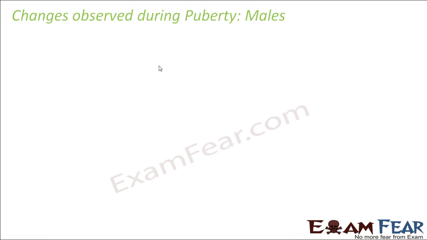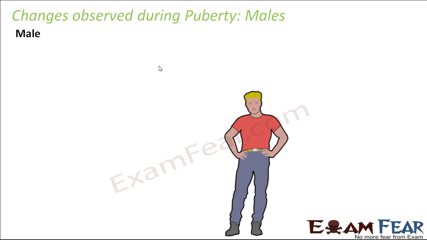So now we will see what are the changes that are observed during puberty. Now as I mentioned before that one thing is the reproductive tissues will mature, but the changes which take place inside your body, for example inside the testes or inside the ovary, that is not visible from outside. But there are certain changes which are visible from outside. So here we are going to talk about those externally noticeable changes which are seen during puberty. So first we will talk about males.